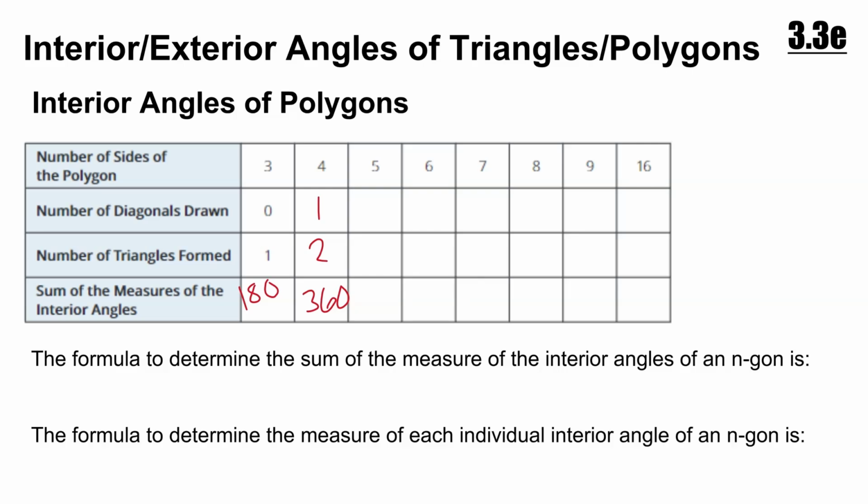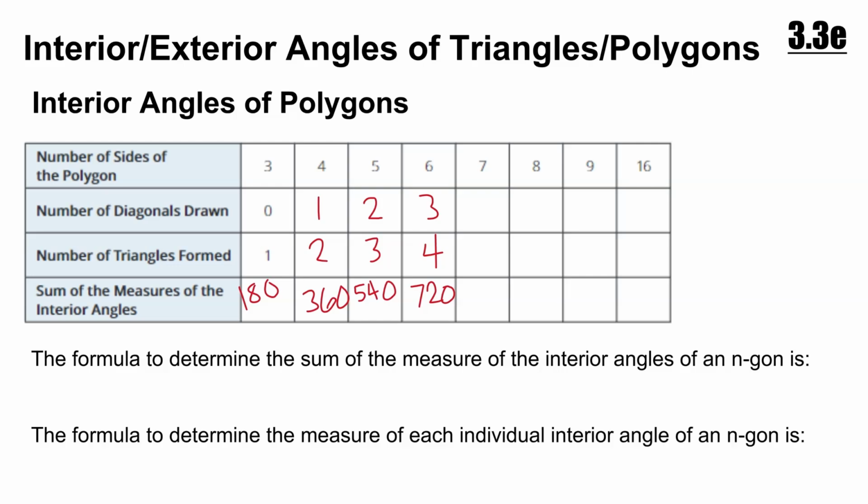In a five-sided polygon, also known as a pentagon, two diagonals can be drawn. There are three triangles, and the sum of the measures of the interior angles is 540 degrees. In a six-sided polygon, also known as a hexagon, three diagonals can be drawn. There are four triangles, and the sum of the measures of the interior angles is 720 degrees.